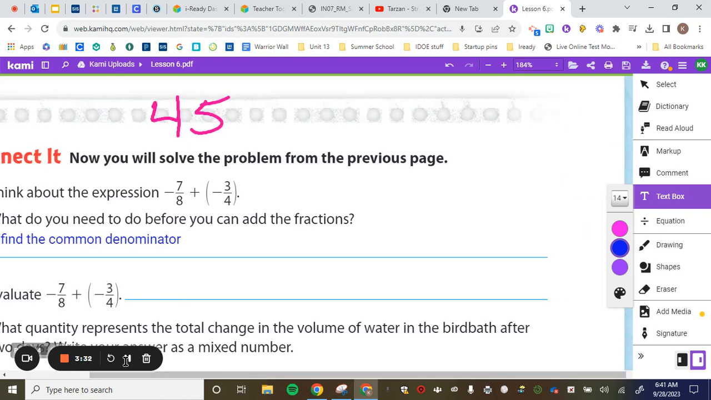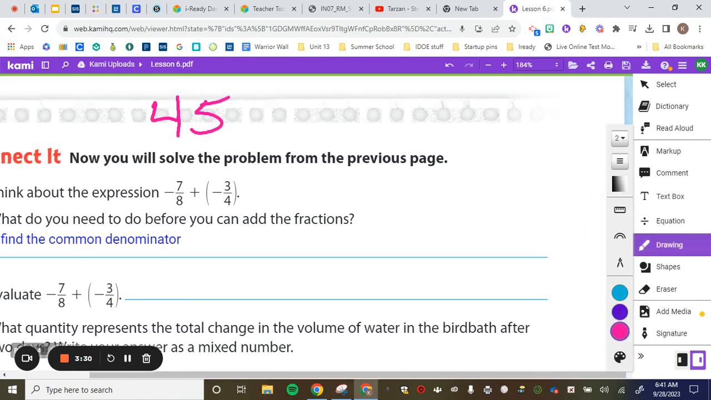I like to do mine vertically, so I'm going to do it over here in the corner of the page. So I have -7/8 and -3/4. And I know that they're both negative because my water is going to go down and then it's going to go down again. Just like if you look back at page 44, the picture, you can see that it's going to go to the left and then to the left.